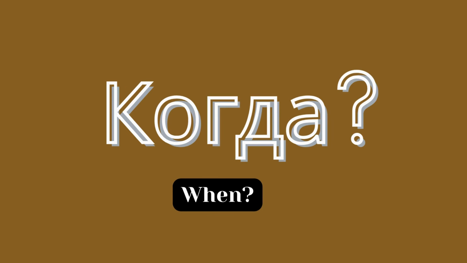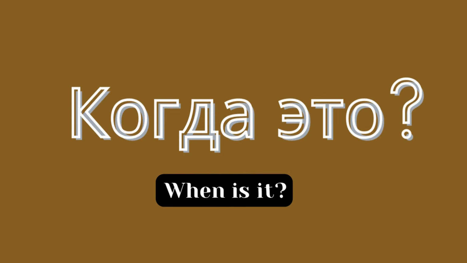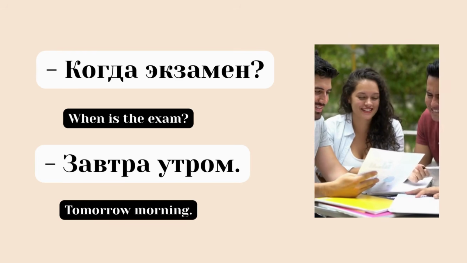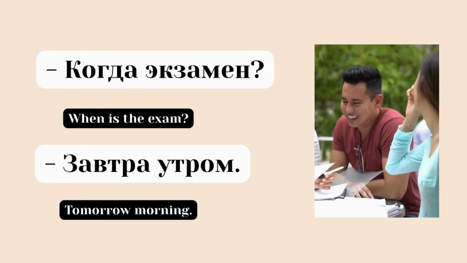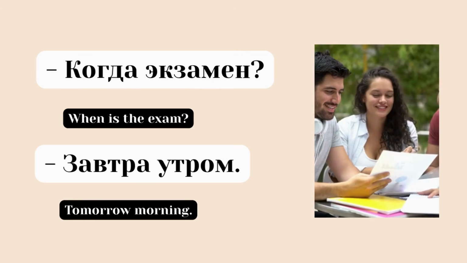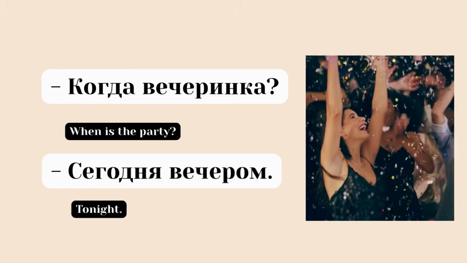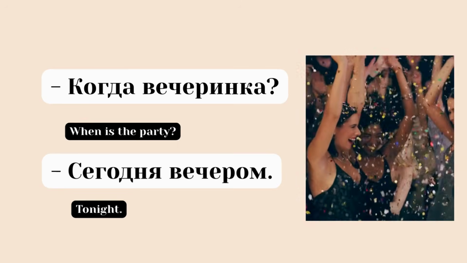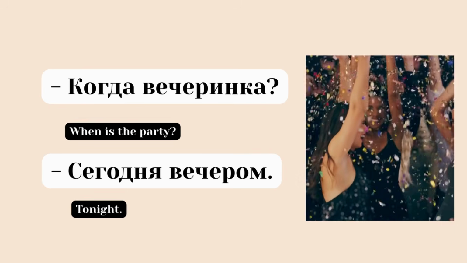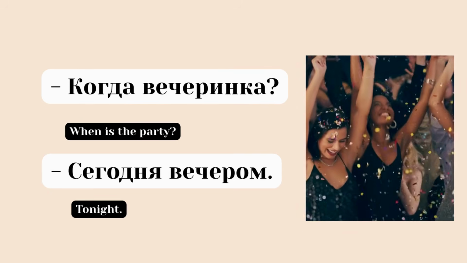Когда? When? Когда это? When is it? Когда? Экзамен. Завтра. Утром. When is the exam? Tomorrow morning. Когда? Вечеринка. Сегодня вечером. When is the party? Tonight. So now you've seen, you really can start speaking Russian without learning complicated grammar rules. Just follow the patterns, repeat, and have fun with it.